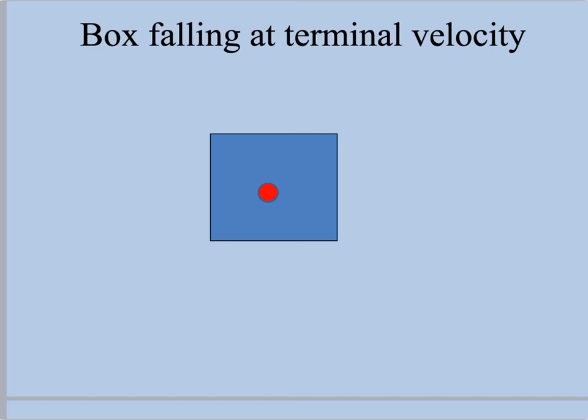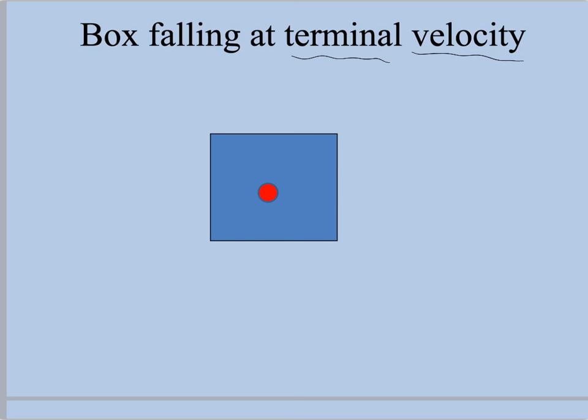Box falling at terminal velocity. Well, terminal velocity is the idea that when an object is falling through the air, so in this one, we have to account for drag or air resistance, whatever you'd like to call it. The box is encountering enough air resistance that it's at a velocity that will not change. So in other words, terminal velocity can be considered constant.